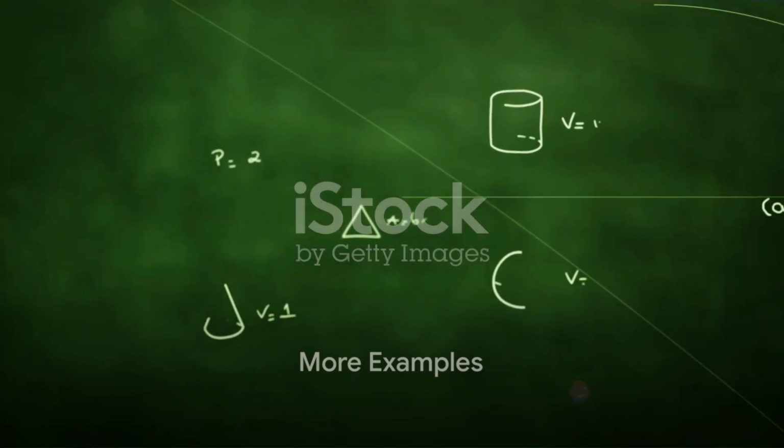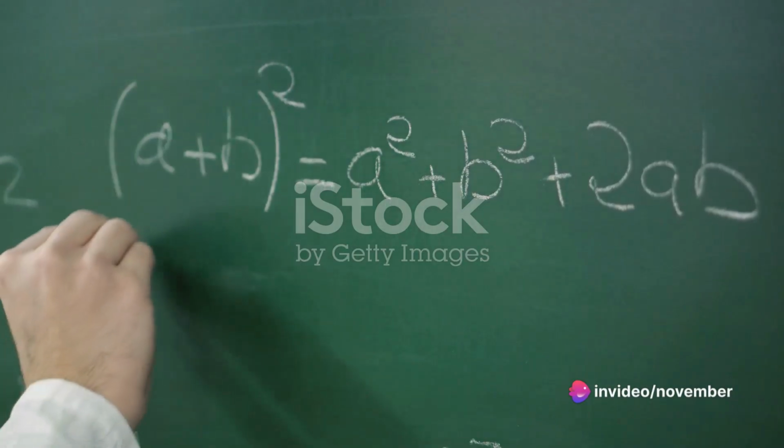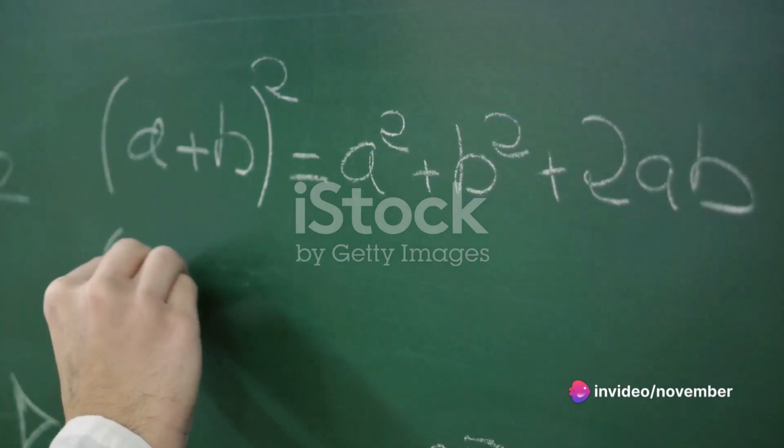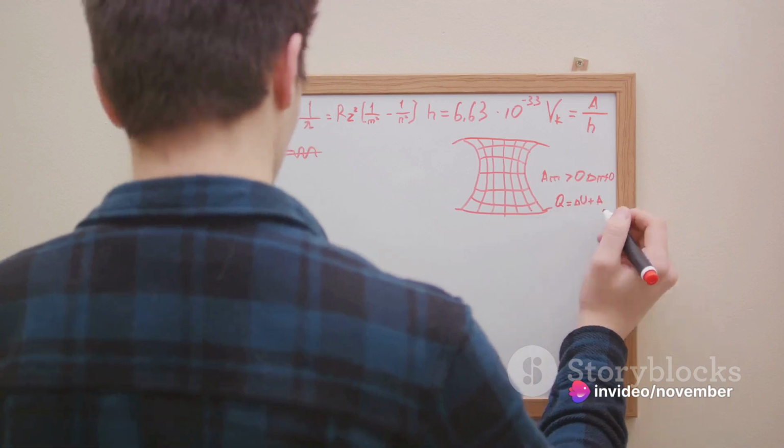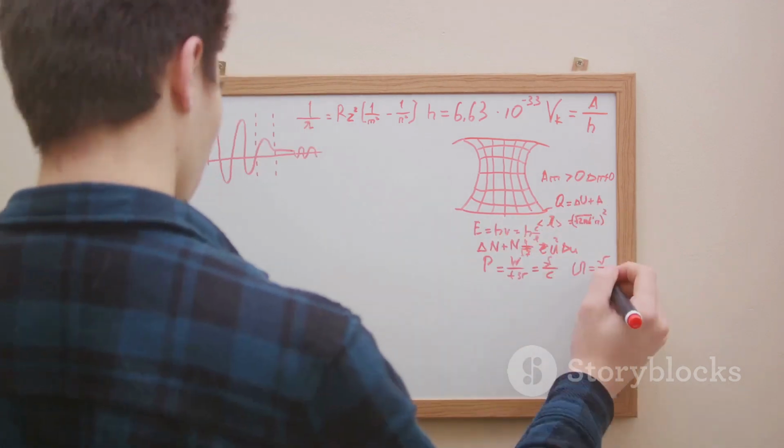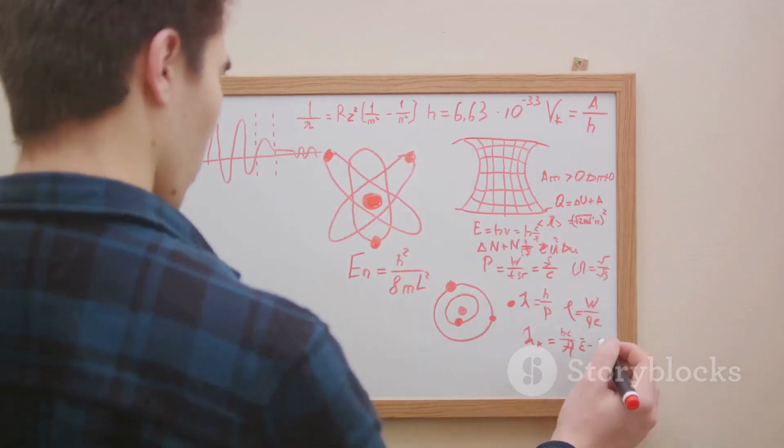For example, if the roots are 4 and 6, the quadratic equation is. If the roots are -2 and 5, the quadratic equation is. And if the roots are 2 plus 2i and 2 minus 2i, where i is the imaginary unit, then the quadratic equation is. So, there you have it.